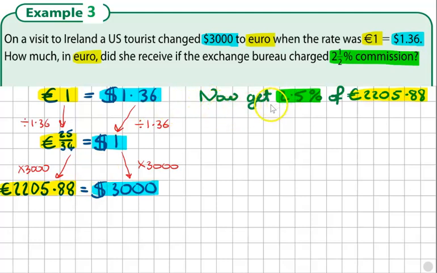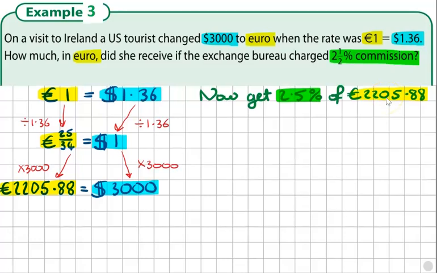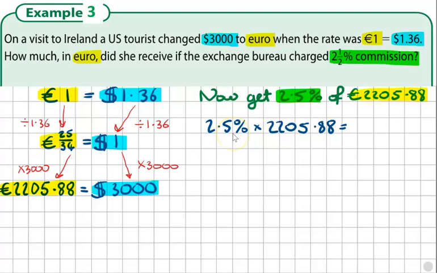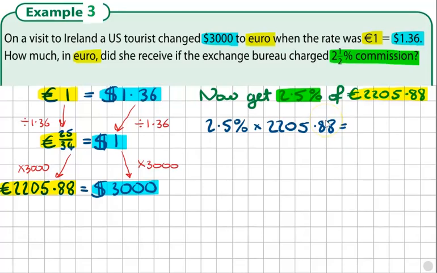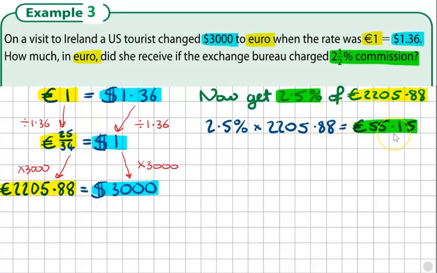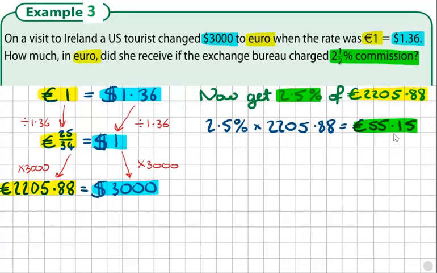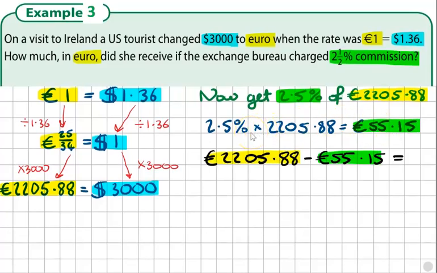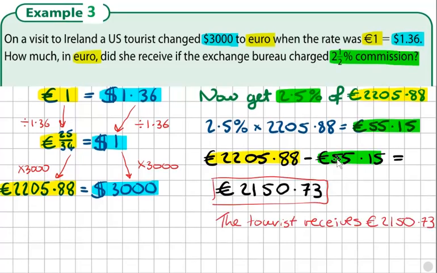So now we have to get 2.5% of €2,205.88, and of means multiply in maths. So 2.5% multiplied by 2,205.88 gives us €55.15. So we're going to subtract. 2,205.88 minus the 55.15 leaves us with €2,150.73. So the tourist receives €2,150.73.